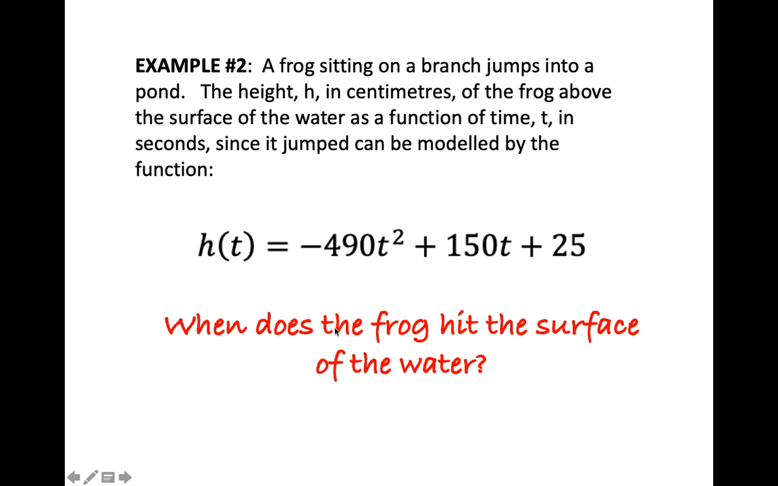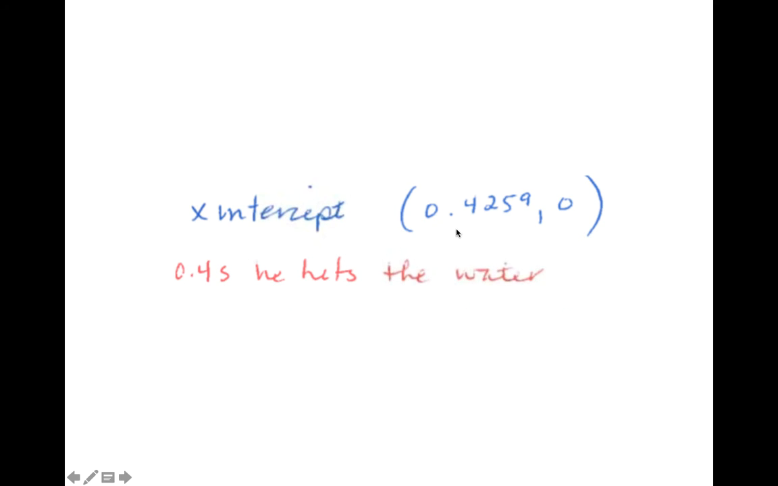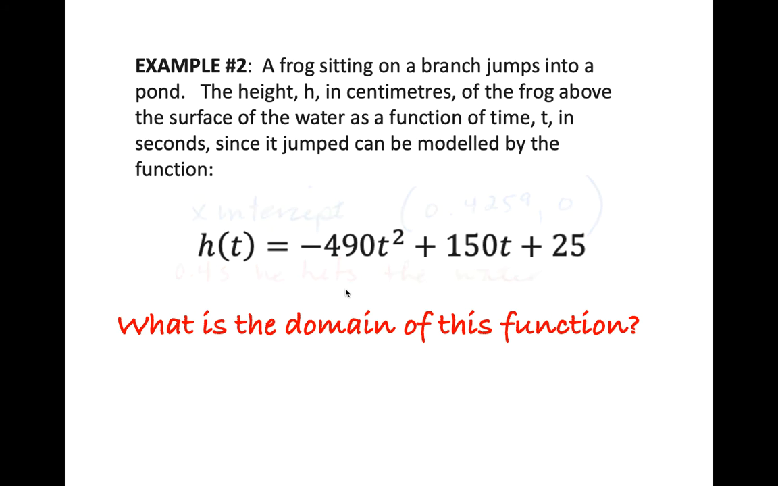Next one, when does the frog hit the surface of the water? So if our quadratic is going like this, then when he bounces into the x-axis, we know that he's hit the surface of the water. And so we want to find the x-intercept. So we use our calculator, find that our x-intercept is 0.4. So about 0.4 seconds, he hits the water.